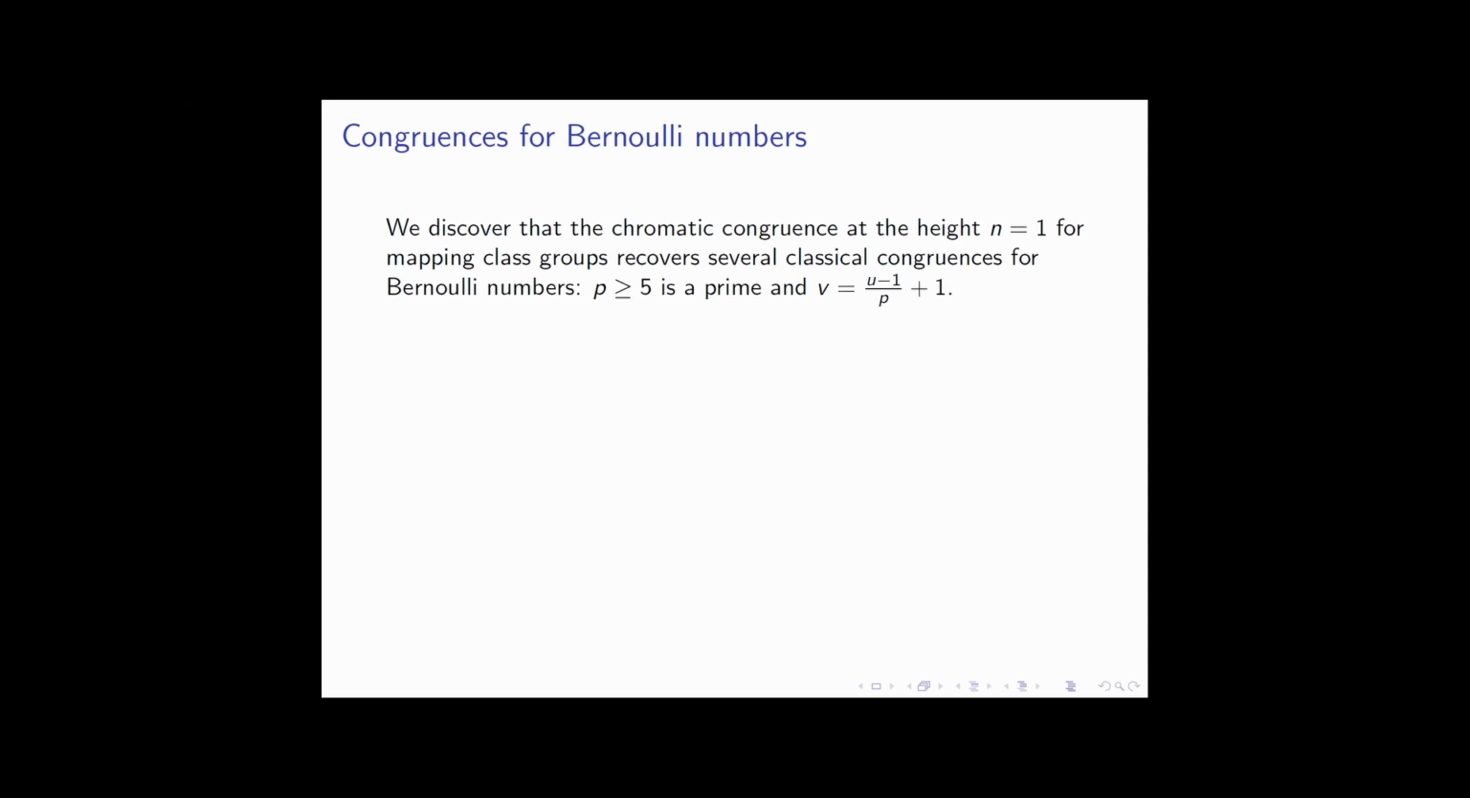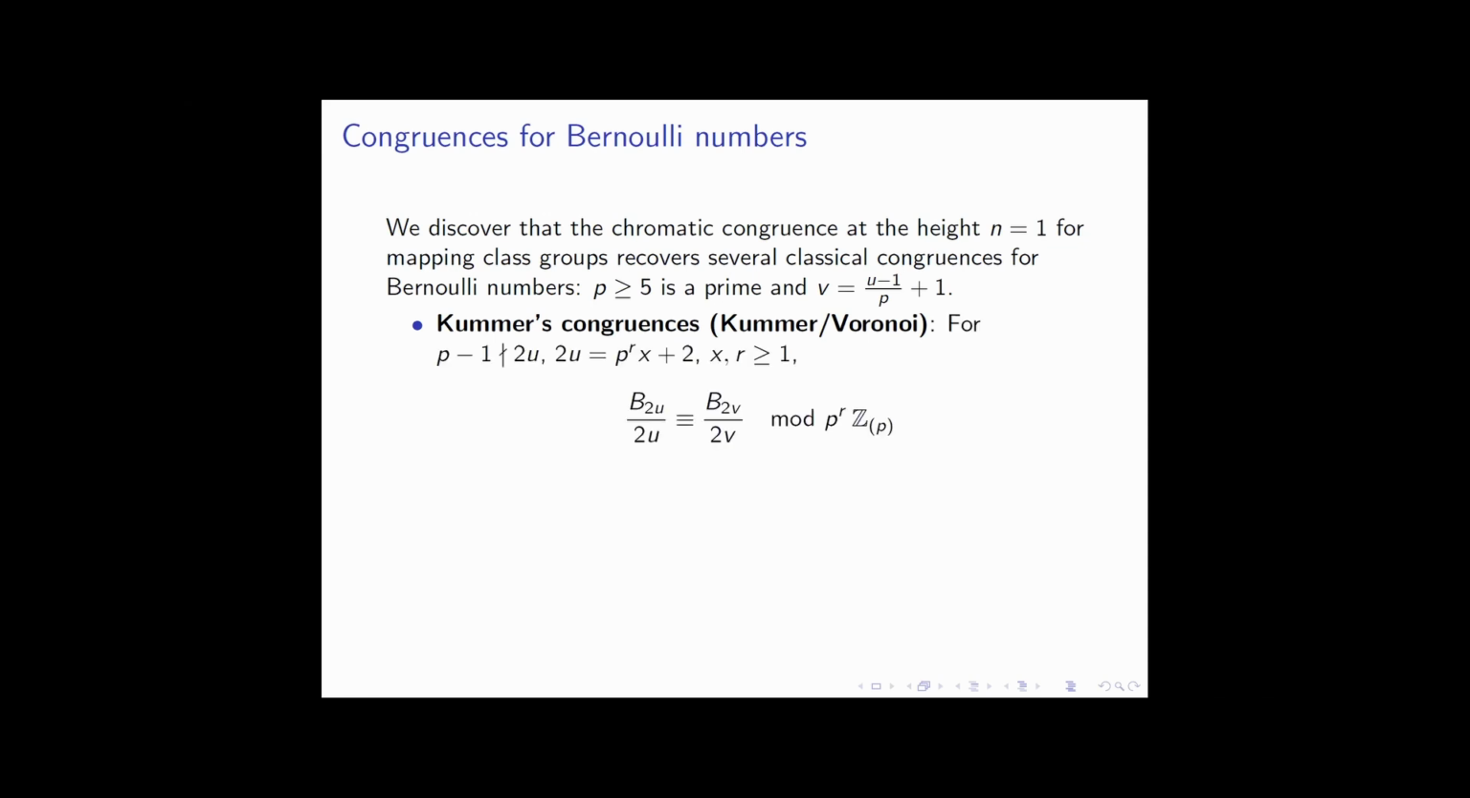So we discovered that this chromatic congruence, what I talked about, at height n equal to 1, for mapping class groups recovers many of the classical congruences for Bernoulli numbers, which have been proved in the last 100 years, I have to say. It's not just the one that Kummer discovered. So the first one is, of course, the standard Kummer's congruences. The original result is due to Kummer, and then the modern form is due to Voronoi. So this says that if p-1 does not divide 2u, and then there is this other condition, then you have this kind of congruence between these quotients of Bernoulli numbers. This is an extremely important result because this is the beginning of p-adic zeta functions. So this basically shows you that the p-adic L functions and the p-adic zeta functions can be defined. And this is some sort of continuity result, basically. So it's extremely fundamental in analytic number theory.